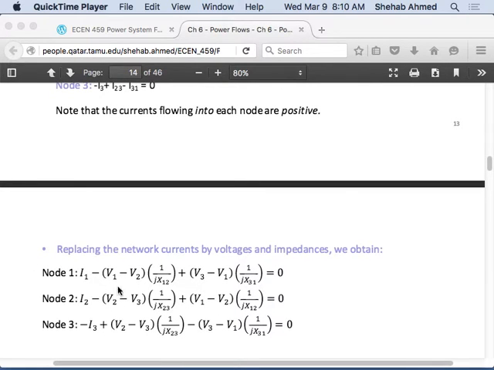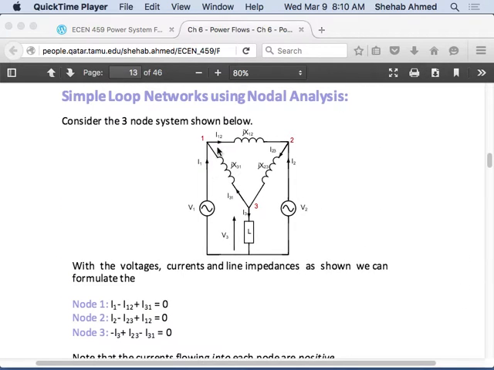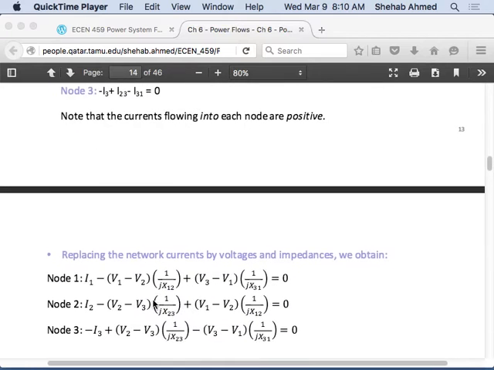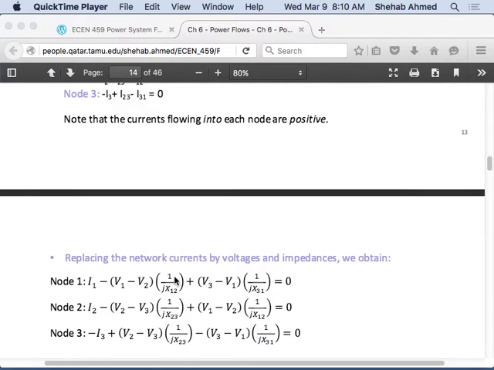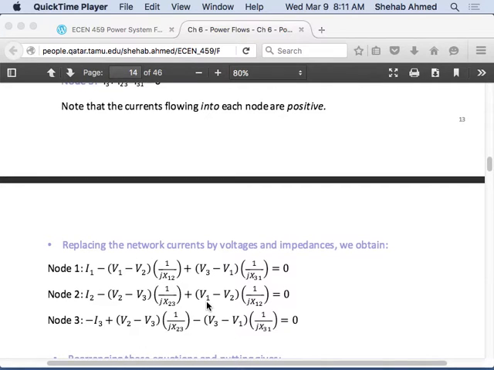So I will rewrite, for example, I12 as what? I12 is equal to the voltage between these two nodes, V1 minus V2, divided by JX12, or multiplied by Y12, the admittance of this branch, right? So V1 minus V2 over JX12, and I do the same for everything, all of them, right?